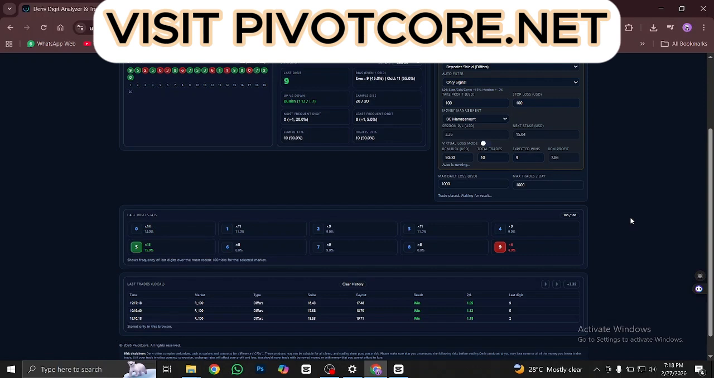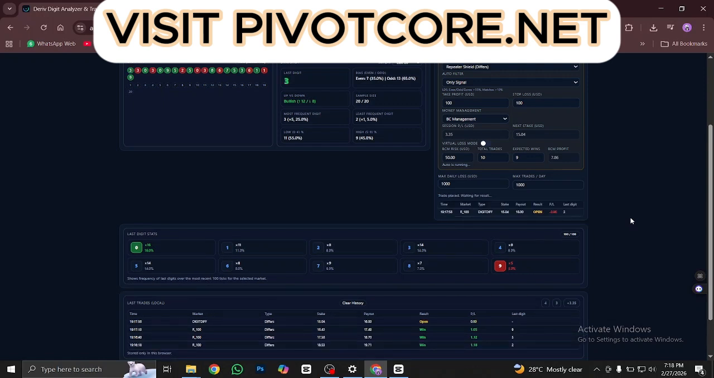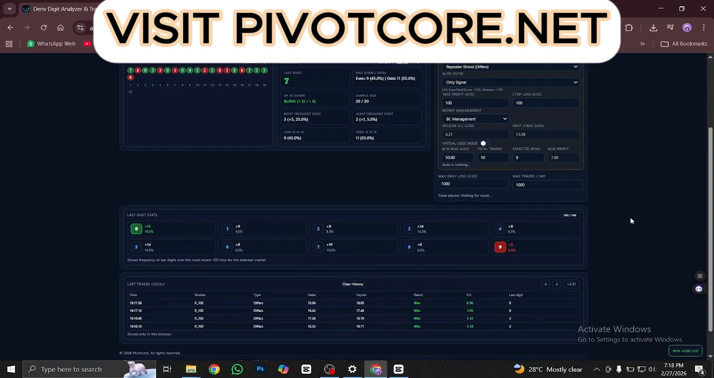While the bot is scanning for the best entry, let's look at why PivotCore.net is leading the market. The interface is incredibly user-friendly. You don't need to know a single line of code to build a powerful bot. It connects seamlessly with your Deriv account, giving you real-time data and instant execution. You have total control over your stake, your take profit, and most importantly, your risk management. In a 10-minute window, you can see how the platform stays stable and responsive. Whether you're a beginner just starting your journey or a veteran looking to scale your profits, PivotCore provides the infrastructure you need to win consistently.